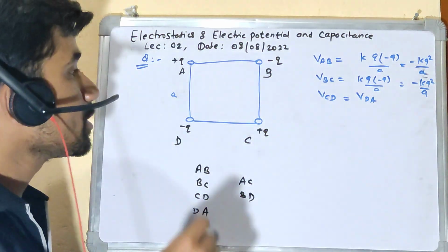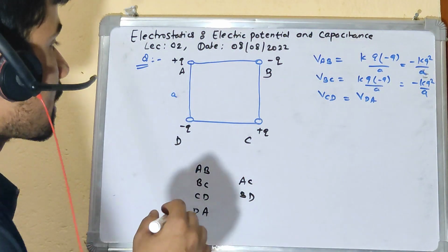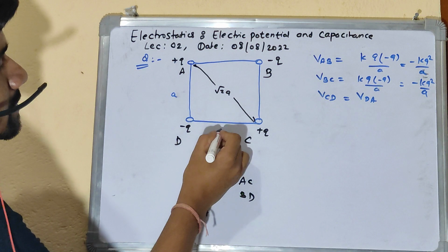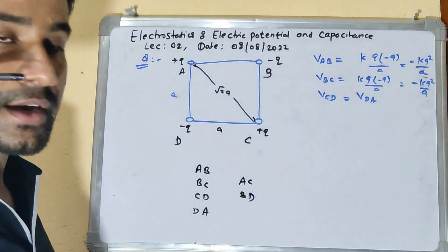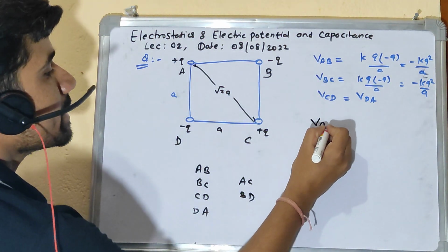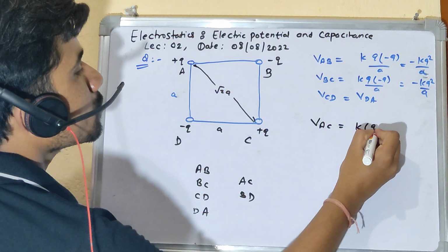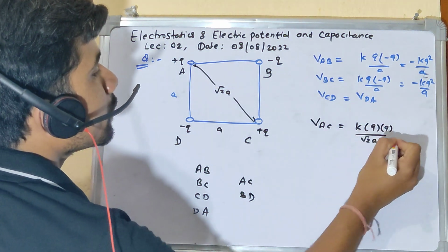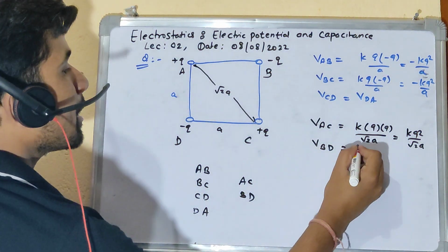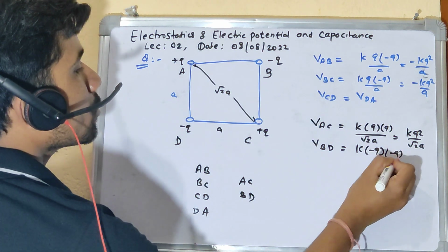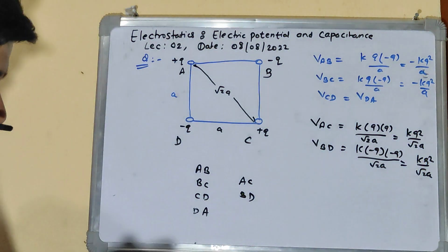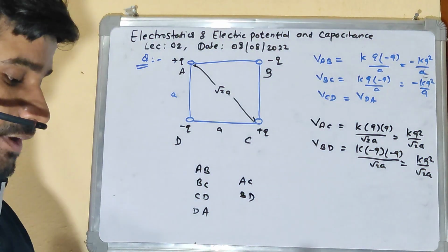What about the diagonal combinations? To find them, we need to find the distance between these two charges along the diagonal. This distance is nothing but root 2 a, because this is a, and this is the hypotenuse of this triangle. So along AC, what is VAC? VAC is nothing but K times plus Q by root 2 a, which is KQ square by root 2 a. Again, VBD is K times minus Q by root 2 a, the same value for the diagonal. So this is also KQ square by root 2 a. So we have a total of six combinations. We will find the net potential.